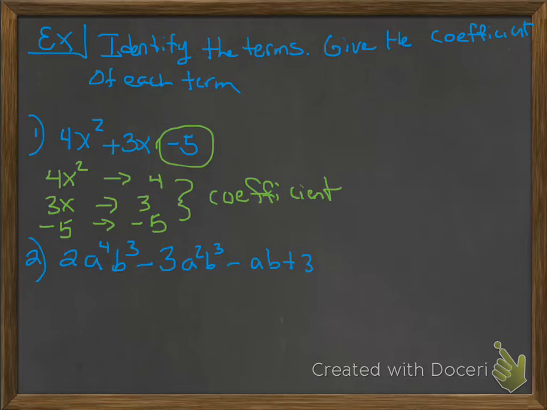And the next one here, my terms are 2, -3, -1. There's an invisible 1 that sits right here. And 3. So those are the coefficients because each of these pieces are my terms. So I have 4 terms, which I really have a polynomial.